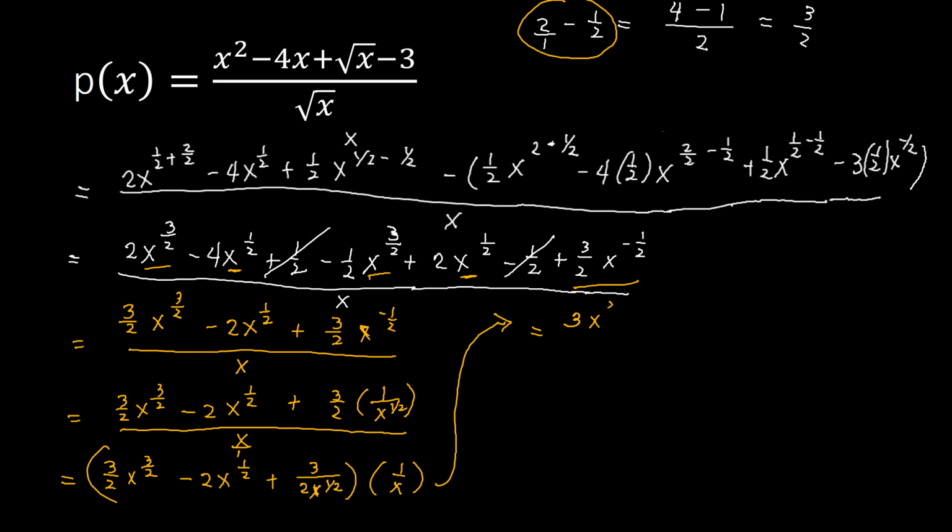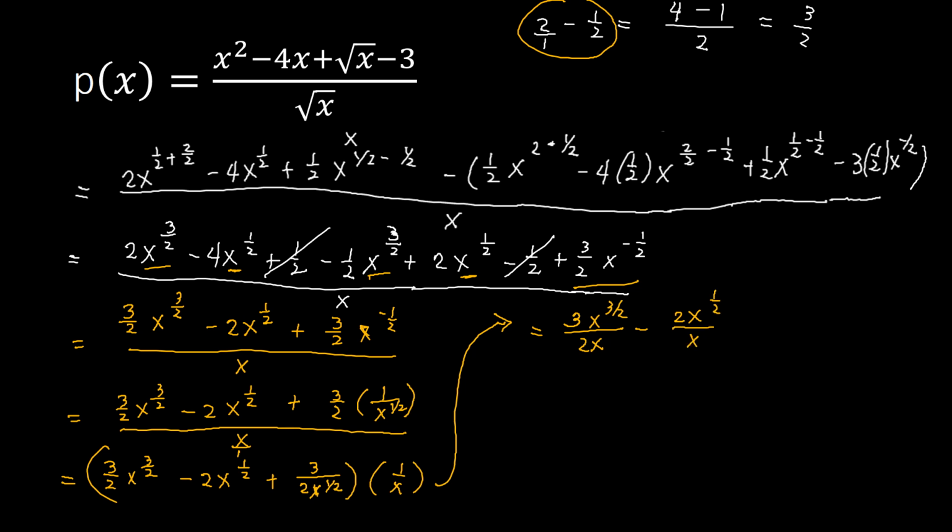3x to the power of 3 halves over 2x. Because you can simply multiply 3 times x to the power of 3 halves here, so that's 3x to the power of 3 halves. And then multiplied with 1, that's 3 times x to the power of 3 halves. And then 2 times x, that's 2x. Minus multiplying 2x to the power of 1/2 times 1 over x. So 2x to the power of 1/2 times 1, that's 2x to the power of 1/2, and then over x.